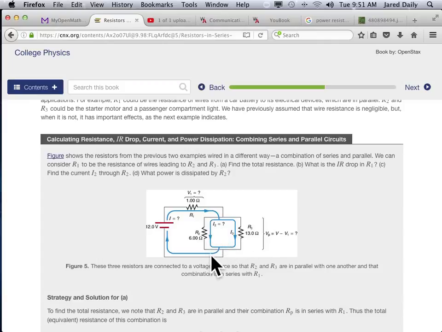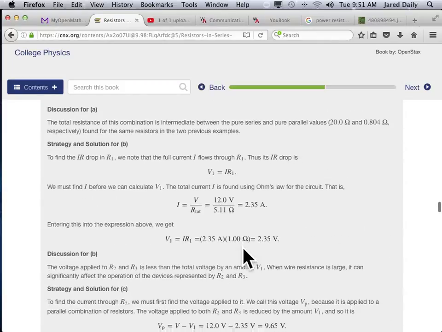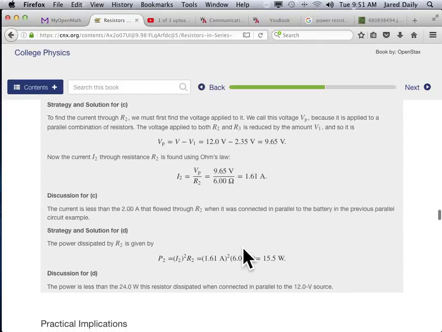Then we can use that voltage and these resistances to calculate the current through each of these resistors. So we use that voltage and the resistors to calculate the current through resistor 2 and the current through resistor 3. They go ahead and do that. They use voltage 9.65, resistor 2 6 ohms, calculate the current through resistor 2, and then the 2.35 minus this will tell you whatever current's left, and that has to go through the other resistor, right?